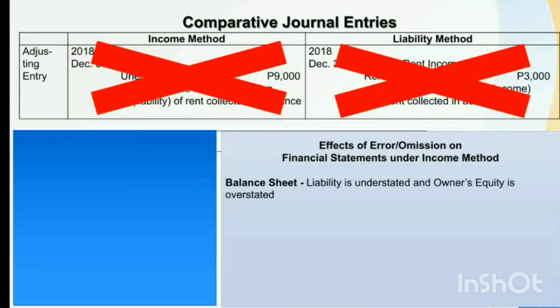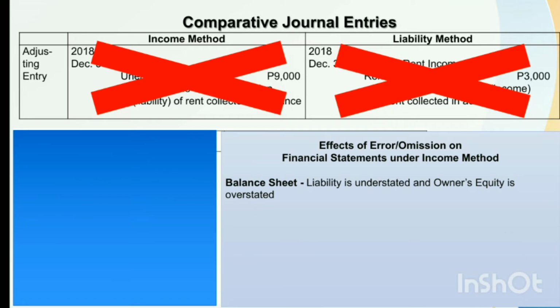For the statement of financial position or balance sheet under the income method, if there is no adjusting entry prepared on December 31, 2018, the liability is going to be understated and the owner's equity is going to be overstated. So let's start discussing the liability. So why is it understated kung walang adjusting entry?